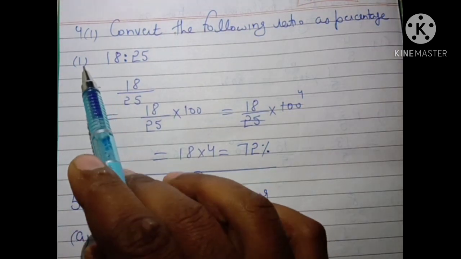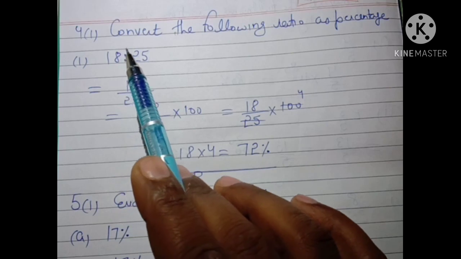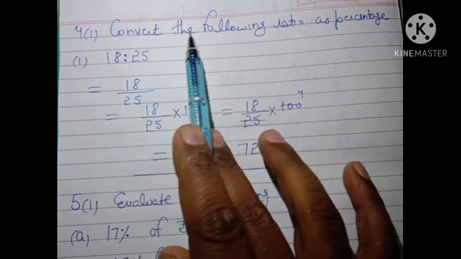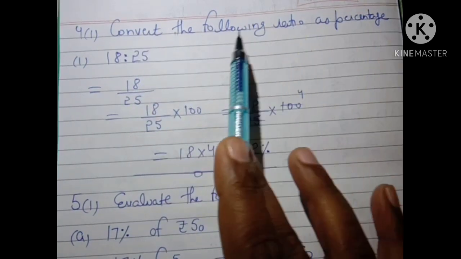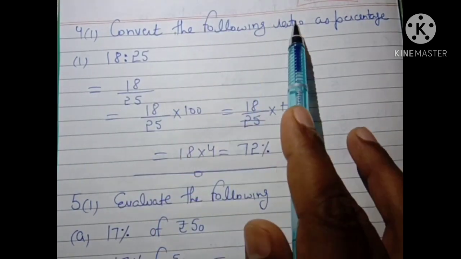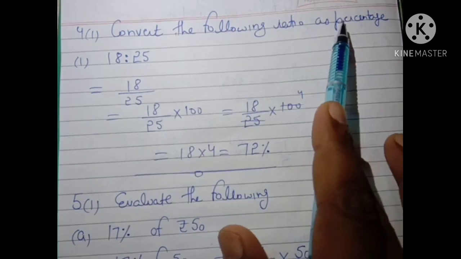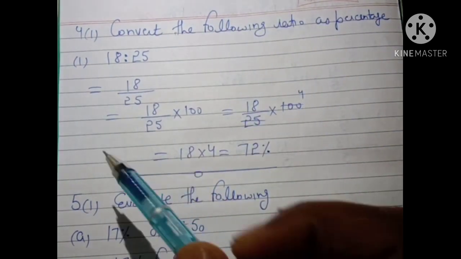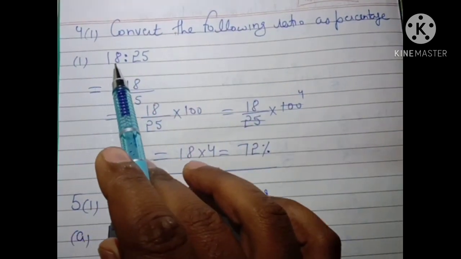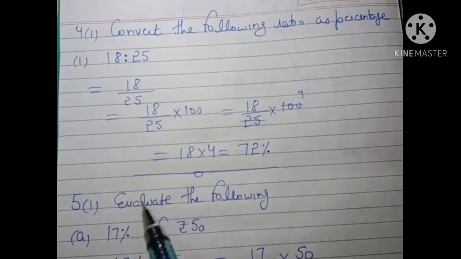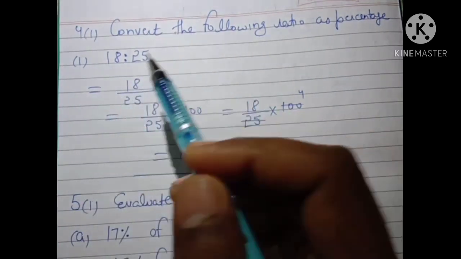Okay, now you can see the first part of this fourth sum. First of all, see: convert the following ratio as percentage. So now you can see in this case the ratio is given to us and we have to convert this ratio into percentage. So it is also very simple. How can we do this one? First of all, convert this ratio into fraction.